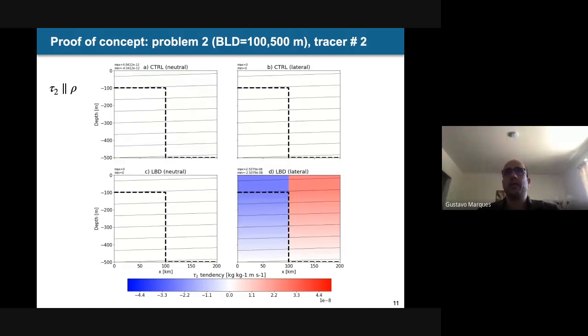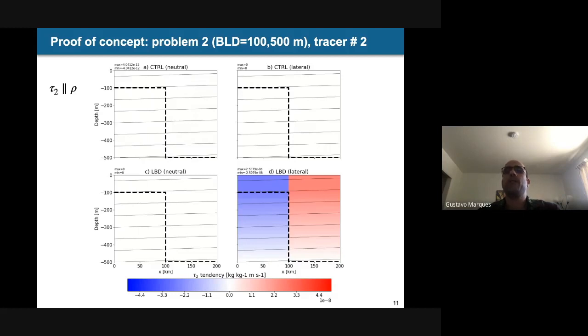And now tracer number 2, it's small values for the control case, 0 for the neutral diffusion in the control case, 0 for the lateral diffusion in the control case, 0 for the neutral diffusion in LBG, and then it's non-zero and it decays nicely with the LBG lateral diffusion. So this is just to show that it's doing what we want.